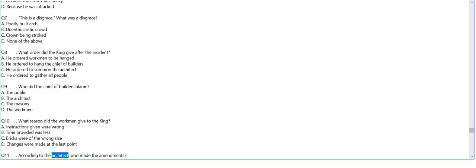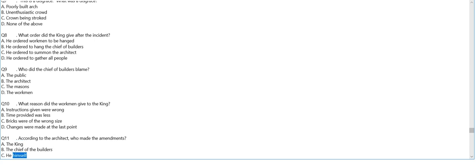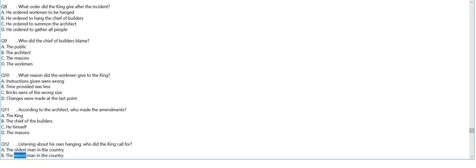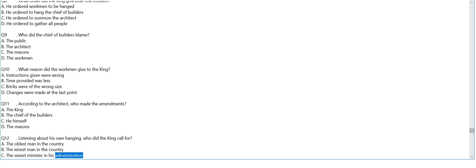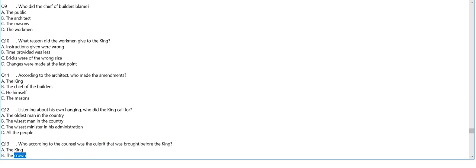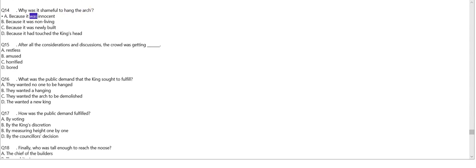Q11. According to the architect, who made the amendments? A. The king. B. The chief of the builders. C. He himself. D. The masons. Q12. Listening about his own hanging, who did the king call for? A. The oldest man in the country. B. The wisest man in the country. C. The wisest minister in his administration. D. All the people. Q13. Who according to the council was the culprit that was brought before the king? A. The king. B. The crown. C. The arch. D. The chief of the builders. Q14. Why was it shameful to hang the arch? A. Because it was innocent. B. Because it was non-living. C. Because it was newly built. D. Because it had touched the king's head.